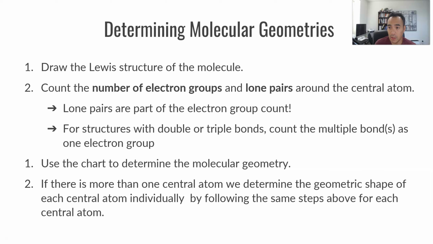You're first going to draw the Lewis dot structure. Number 2, you're going to count all the electrons in the lone pairs around the central atom. Lone pairs are part of the electron group, and then you're going to count the triple or the double bonds. Then you're going to use the molecular geometry to determine that, which hopefully you've memorized. And then from there, if you have more than one central atom, you must determine the geometry shape for each central atom and repeat the same. So you may have two geometries if you have two central atoms.